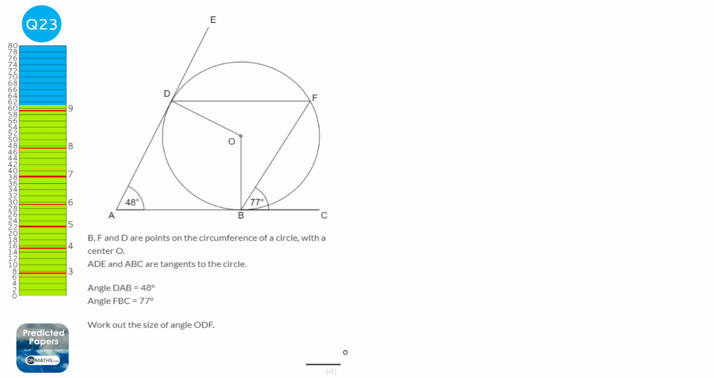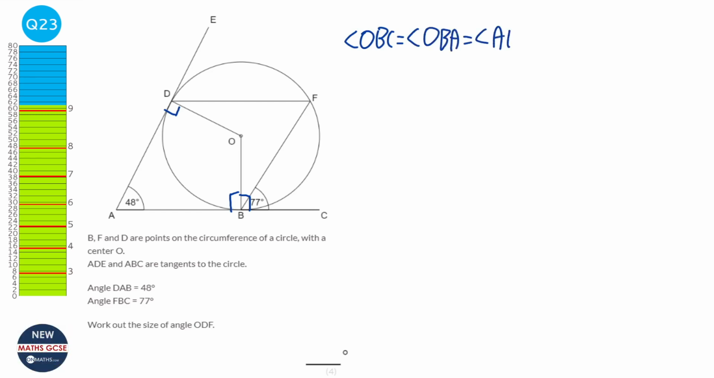First thing I'm going to notice is we've got a lot of tangents touching radii. So we've got 2 radii here and here. And whenever we've got a tangent touching a radius, it's always going to be 90 degrees. And so I'm just going to show these all on the diagrams, 90 degrees. And then we're going to say angle OBC equals angle OBA equals angle ADO equals 90 degrees.